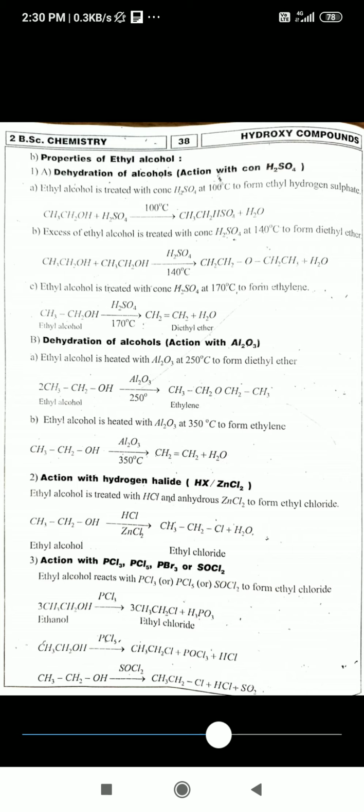Next, dehydration of alcohols. Action with Al2O3. Ethyl alcohol is heated with Al2O3 at 250 degrees Celsius to form diethyl ether. So when ethyl alcohol is treated with Al2O3, alumina, in short it can be called alumina, at 250 degrees Celsius, we will get diethyl ether. When ethyl alcohol is treated with alumina at 350 degrees Celsius, we will get ethylene.